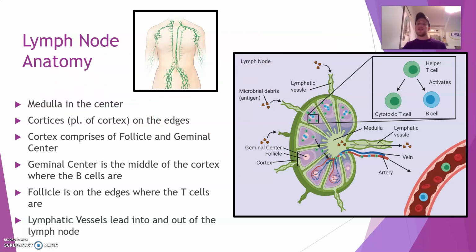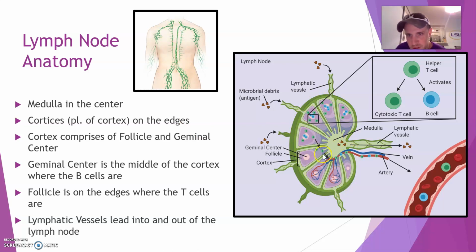All right, what we're really going to get into in this video is the anatomy of the lymph node and how B cells and T cells are organized in the lymph node. We have this lymphatic system all throughout the body, right? It's a series of tubes that run parallel to the circulatory system, but there are these little nodes. If we look at these nodes, there are two big regions.